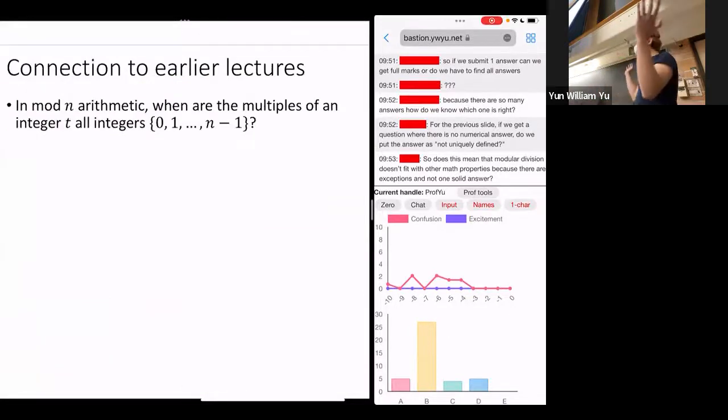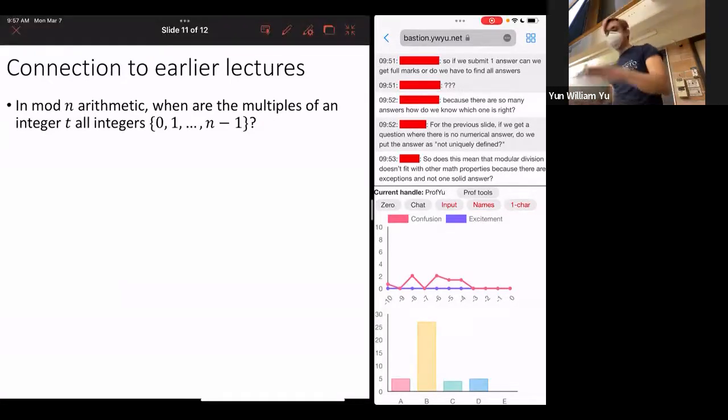So I'm going to rephrase this question slightly. In mod n arithmetic, when are the multiples of an integer t all of the integers? Oh, sorry, not all the positive, no, all of the integers. When are they all the integers? Please answer in chat.